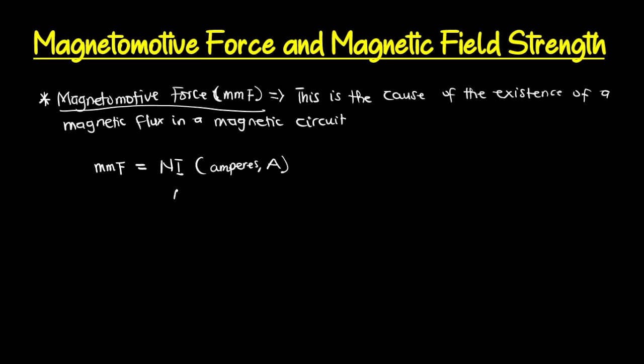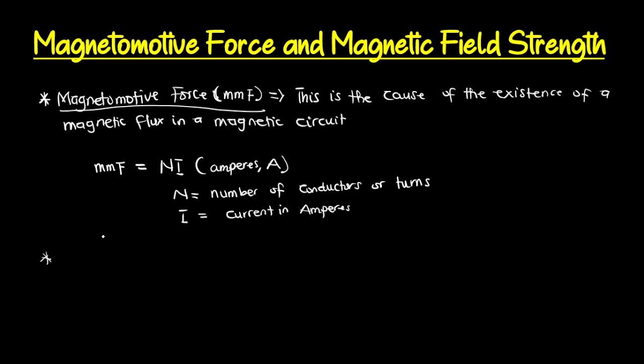Now what do we mean by N? The N is the number of conductors or turns. And then the I is the current in amperes. Because the N, which is the number of conductors or turns, doesn't have a unit, magnetomotive force also has the same unit as the current passing through the particular conductor. So this is the formula for magnetomotive force.